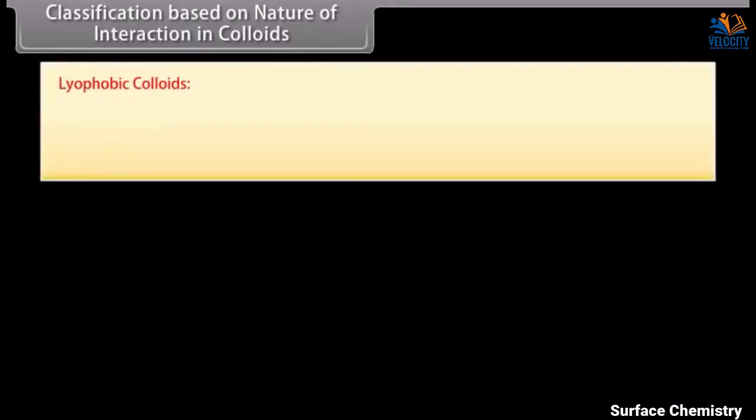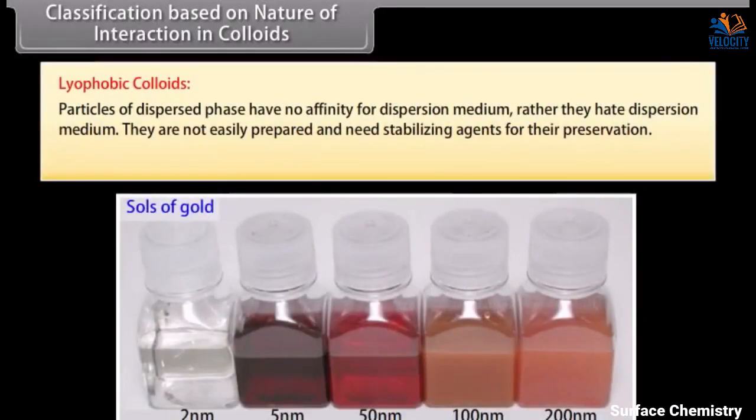Lyophobic colloids. Particles of the dispersed phase have no affinity for the dispersion medium. Rather, they hate the dispersion medium. They are not easily prepared and need stabilizing agents for their preservation. They are irreversible. They are also called extrinsic colloids. For example, sols of gold, silver, and ferric hydroxide.